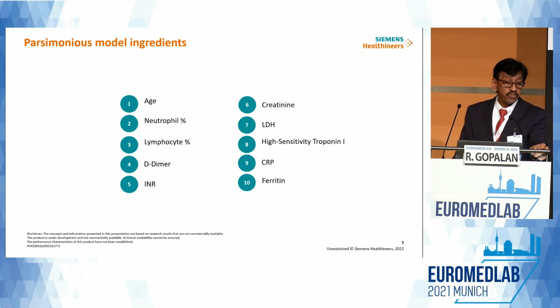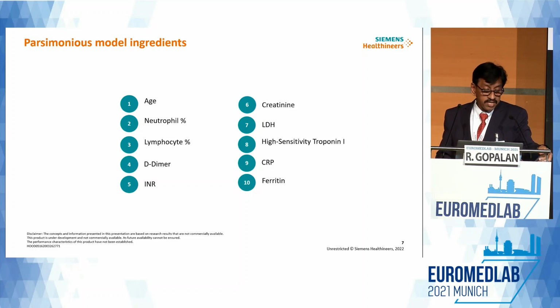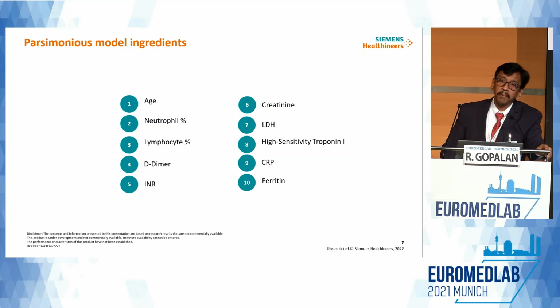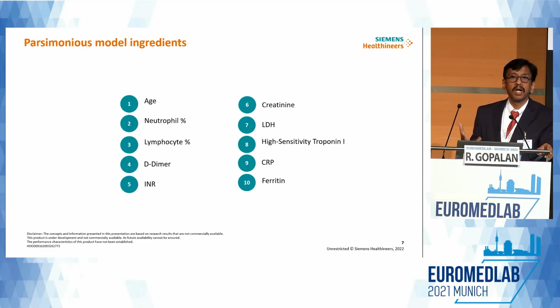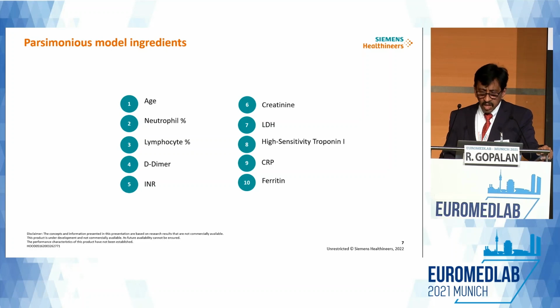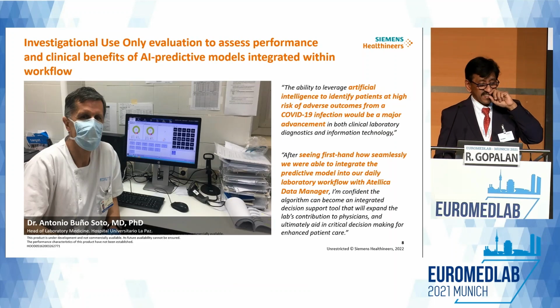If you look at the next slide, these are the 9 parameters that we scaled down to. Just the age and hematology, like neutrophils and lymphocytes, 2 coagulation parameters, D-dimer and INR, and immunochemistry: creatinine, LDH, high sensitivity troponin, CRP, and ferritin. And you must have read a lot of papers, and this shows up in multiple papers as important markers for COVID.